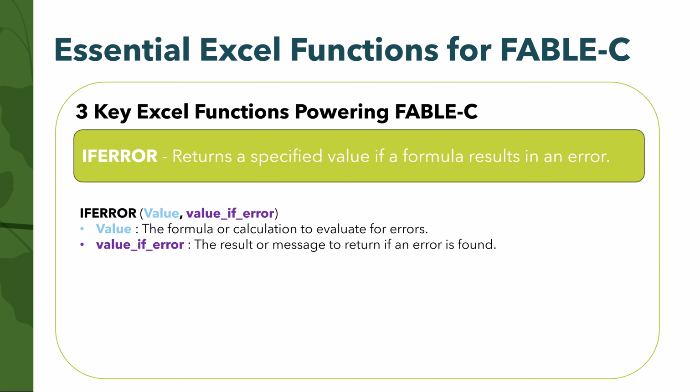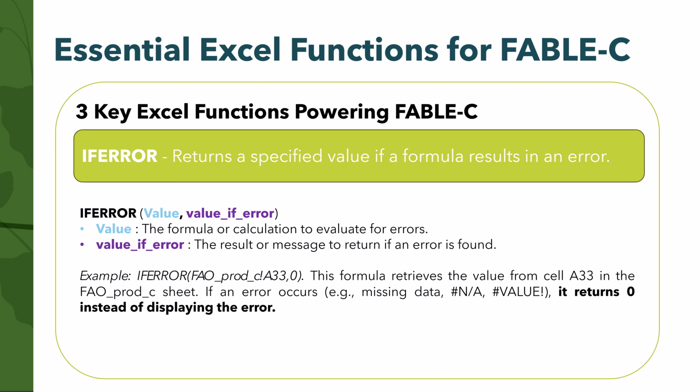The if-error function is used to handle errors in calculations by returning a specified value when an error occurs. In the FABLE Calculator, it helps to ensure smooth computations by replacing error messages with predefined results, such as 0. This function is particularly useful for maintaining data consistency and avoiding disruptions in calculations. In this case, the function is looking for the cell A33 in the spreadsheet FAO_prod_C. In case this cell corresponds to an error, the value displayed will be a 0 instead of the error.